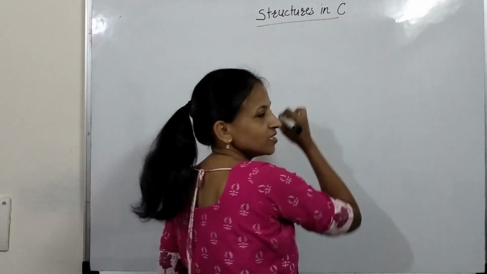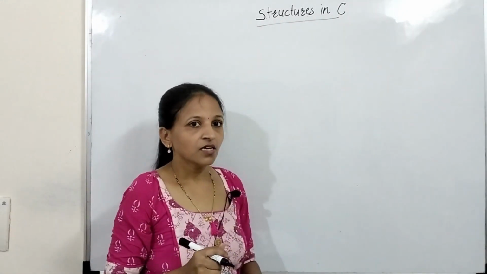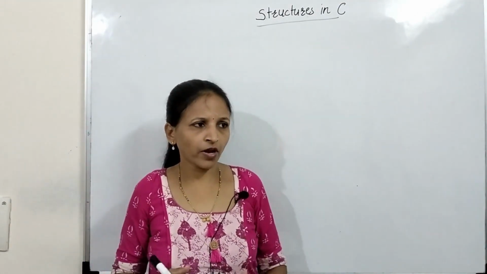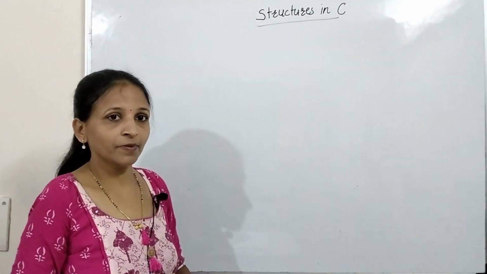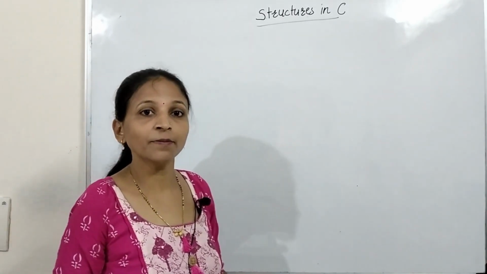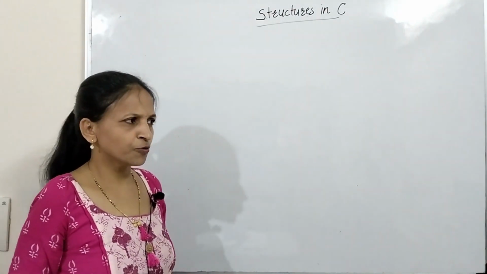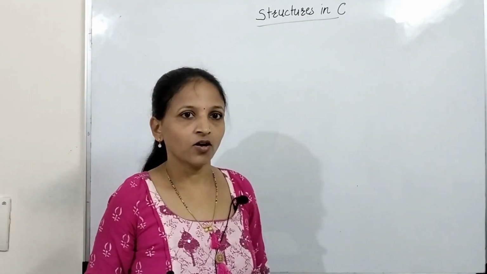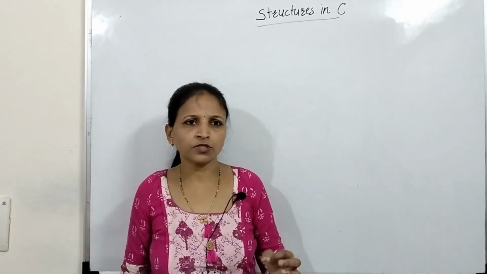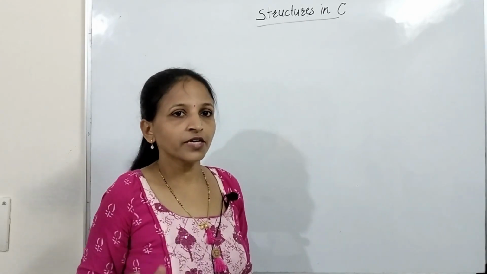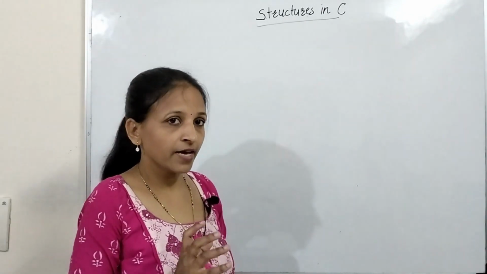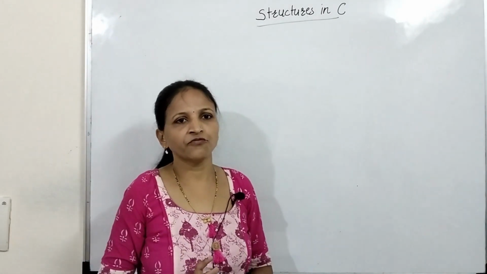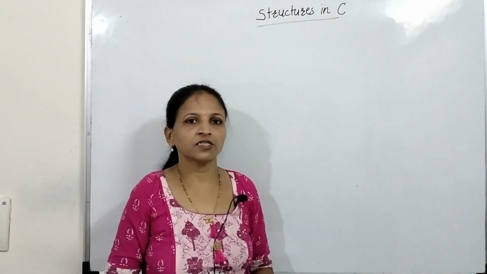Structures in C. We have already studied the array concept. An array is a way to group together multiple data elements of the same data type. If you want to group together multiple integers, you use an array. Or if you want to store a string, you create an array of characters. Means an array is a group of similar type of information, similar kind of data elements.